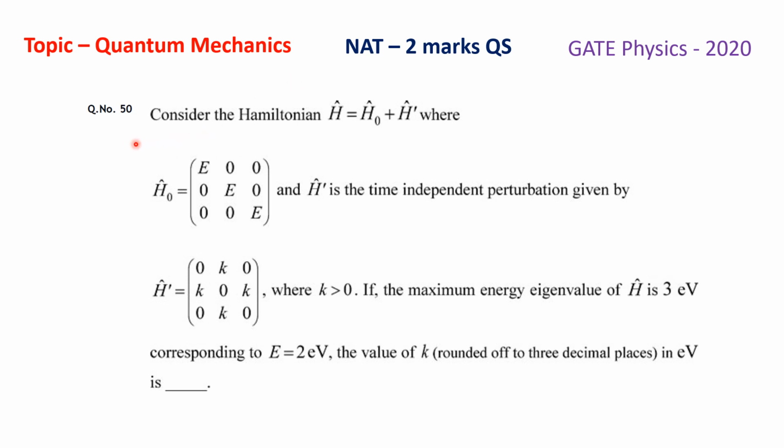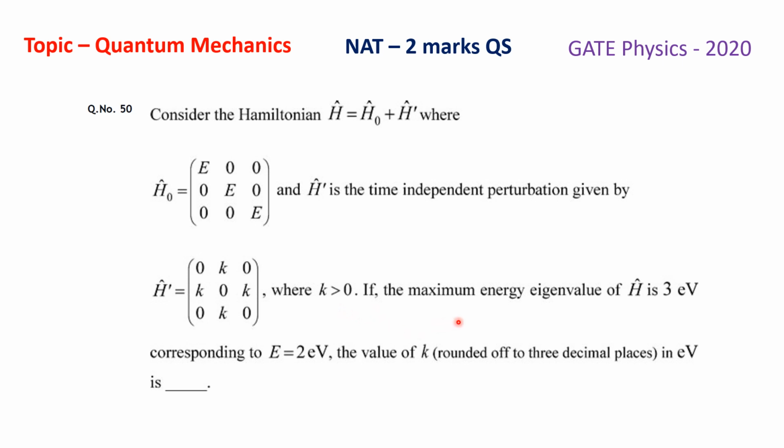The question is, consider the Hamiltonian H cap, that is divided into 2 parts, equals H naught cap plus H dash cap, where H naught cap is the 3 cross 3 matrix, that is E 0 0, 0 E 0, 0 0 E. So it is a diagonal matrix. And H dash cap is the time independent perturbation given by H dash cap equals this 3 cross 3 matrix, that is 0 k 0, k 0 k and 0 k 0, where k is greater than 0.